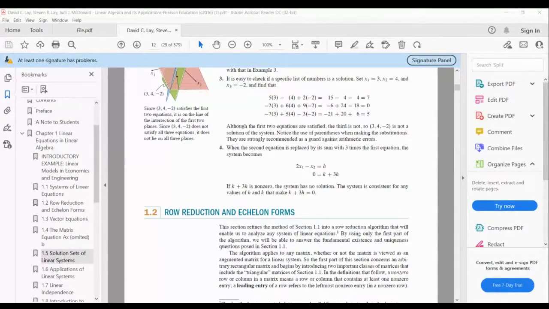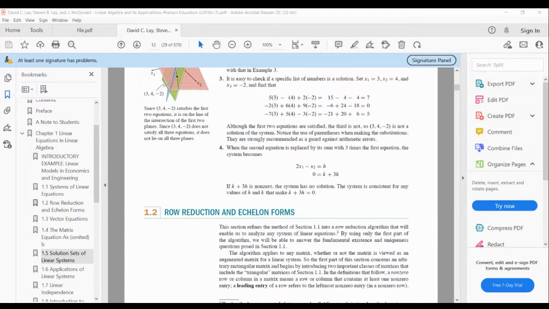Okay, so now we're in section 1.2. We're continuing our discussion of the technique we would use to solve a system of equations. We are working with small systems of equations, 2 variables, 3 variables, maybe even 4 variables. But the concepts you're learning can be applied to larger systems of linear equations.